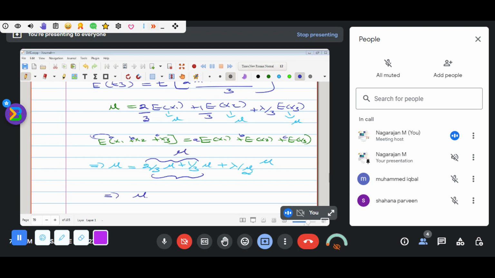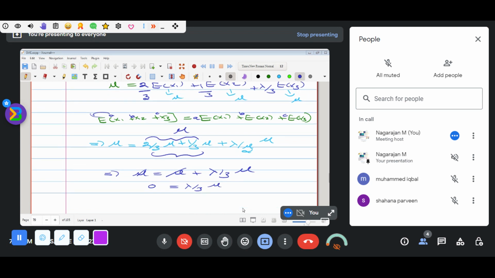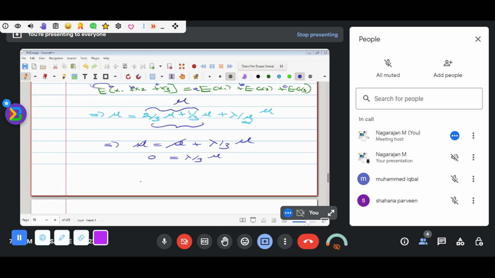Therefore, mu equals mu plus lambda by 3 into mu. The mu cancels, so the left side equals 0, which equals lambda by 3 into mu. What is the lambda value here? Just cross multiply: the 3 and mu move to the other side, which is also 0. Therefore, lambda equals 0 only.